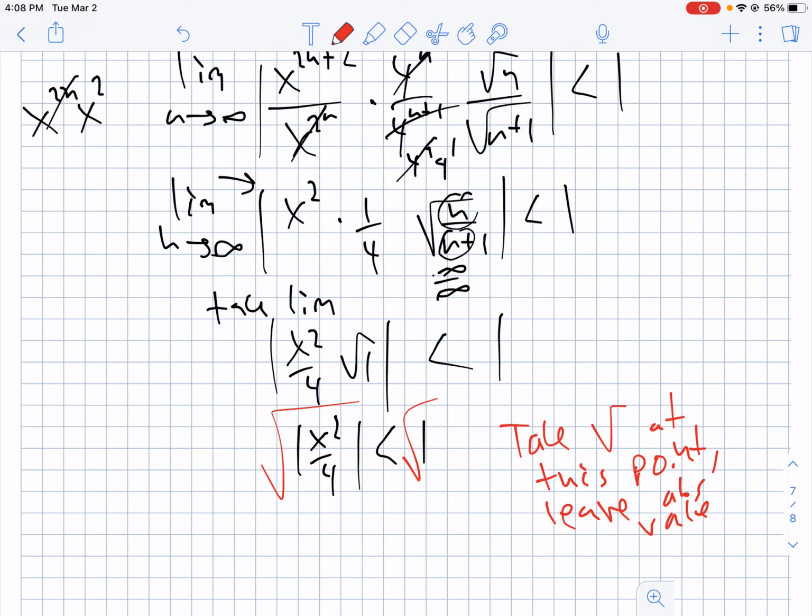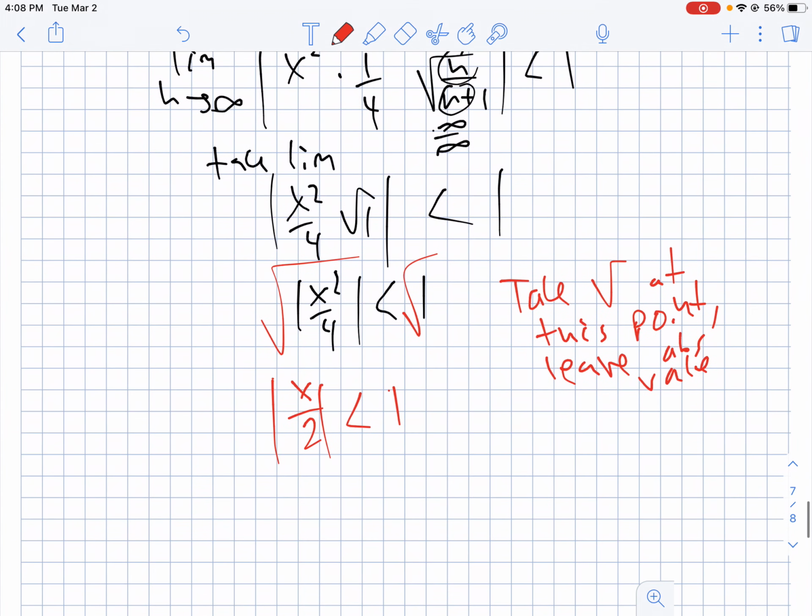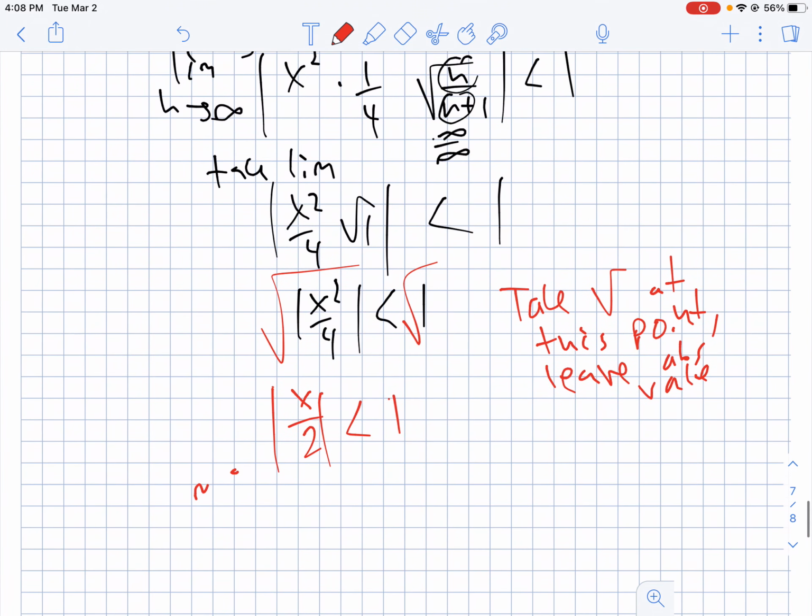So that's saying that x, okay, we take square root, x squared is x, the square root on the bottom is 2. The absolute value of x over 2 is less than 1. Square root of 1 is 1. Okay, so that means that negative 1 is less than x over 2 is less than 1. So that tells me negative 2 is less than x is less than 2.